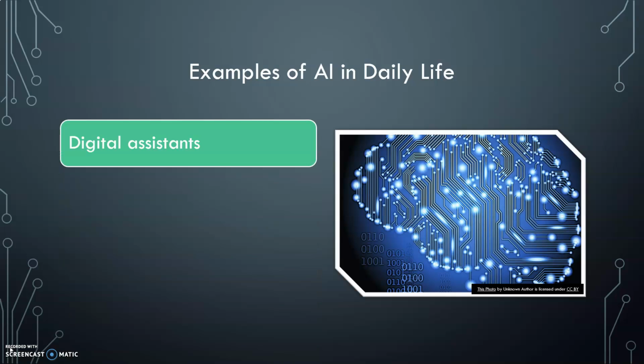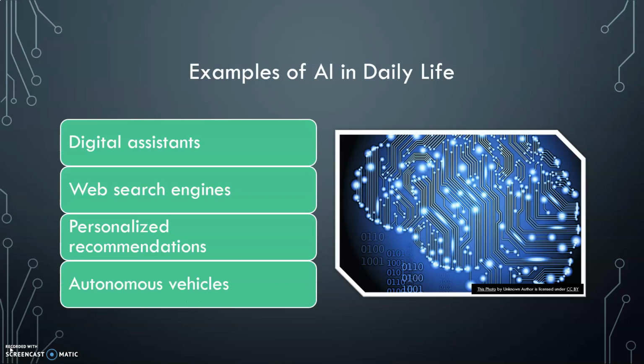So now that we know what exactly AI is, let's look at some of the examples in daily life. AI has become so commonplace in society that we often don't consider it AI, or the instances of AI aren't regarded as artificial intelligence. So when we look at all the examples, there are four that I want to go over. The first being digital assistants, and these are things like Siri on Apple products or Cortana on Microsoft products. They use AI to help end users.